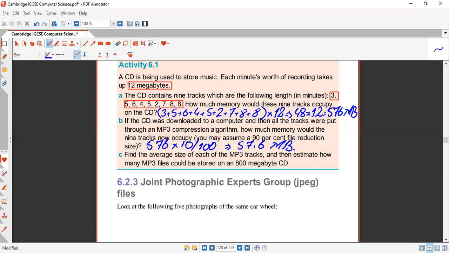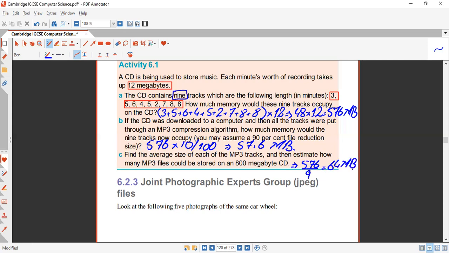Now coming to the next part, it says find the average size of each of the MP3 tracks and then estimate how many MP3 files could be stored on an 800 megabyte CD. So the total size was 576 with us. To find the average, we need to divide 576 by 9. Why do we need to divide 576 by 9? Because it told us that there are 9 tracks in all. So total is divided by the number of the contents. If you divide 576 by 9, you will get 64 as an answer. So that's the average size.